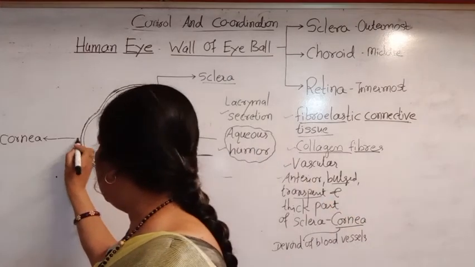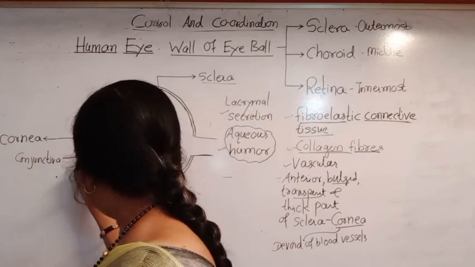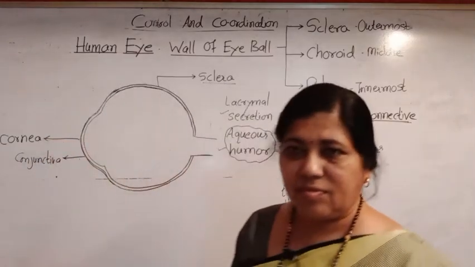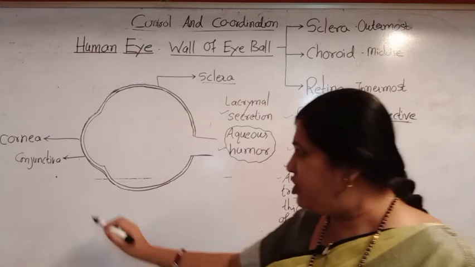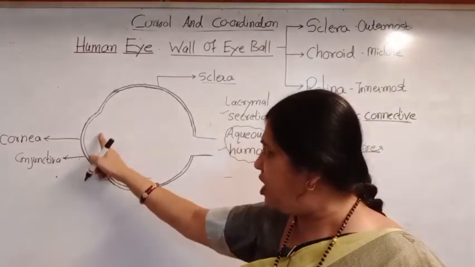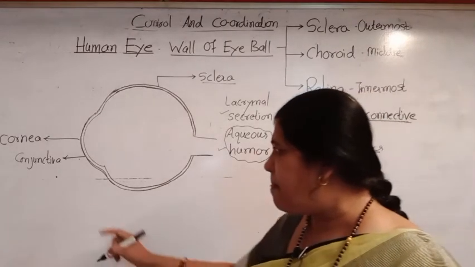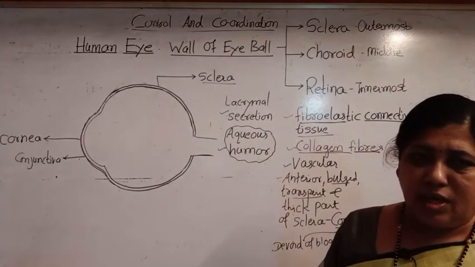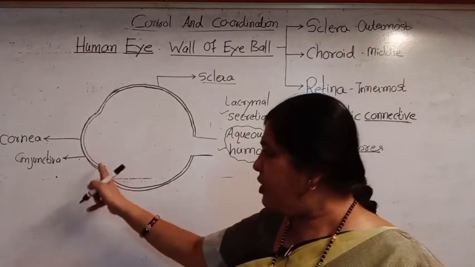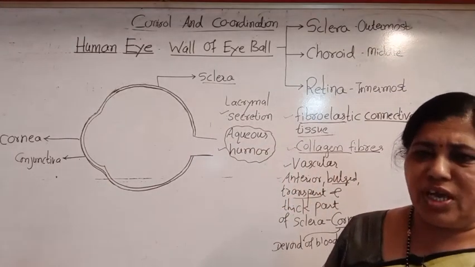So in front of the cornea, conjunctiva is present. Conjunctiva is a thin transparent membrane, and it covers the cornea and the exposed part of the sclera. Then, function of conjunctiva. Conjunctiva provides lubrication and protection to the cornea, isn't it? So what is the function of conjunctiva? It provides lubrication and protection to the cornea.